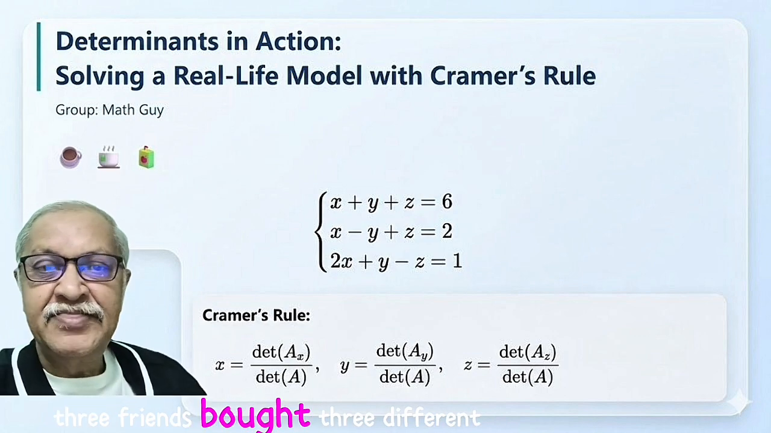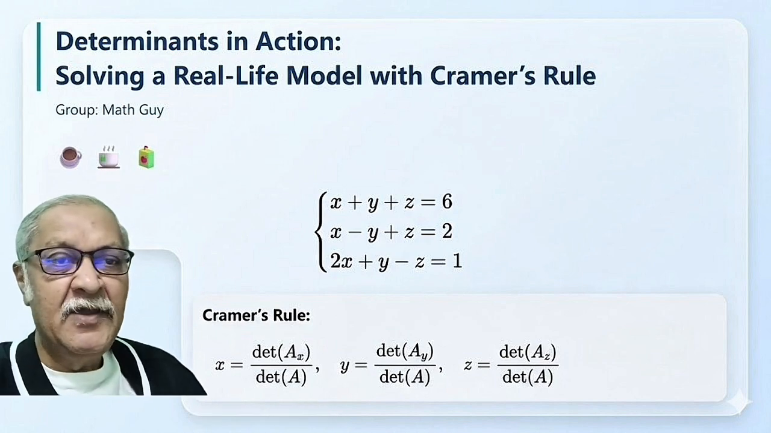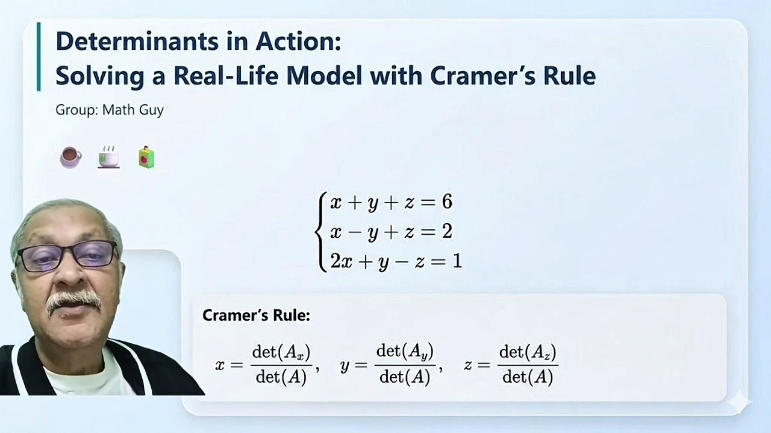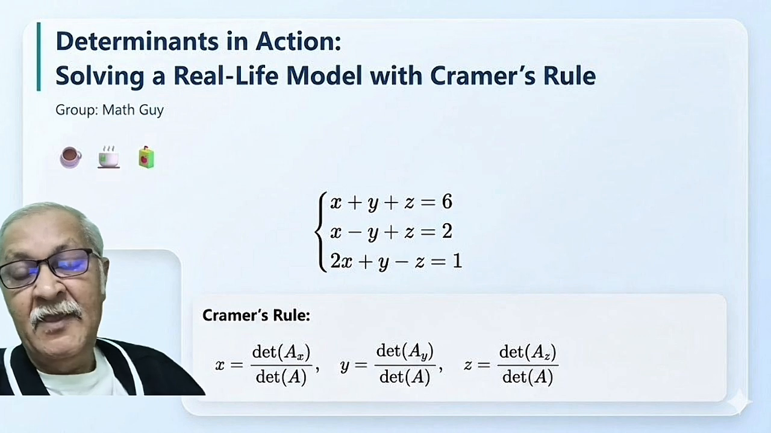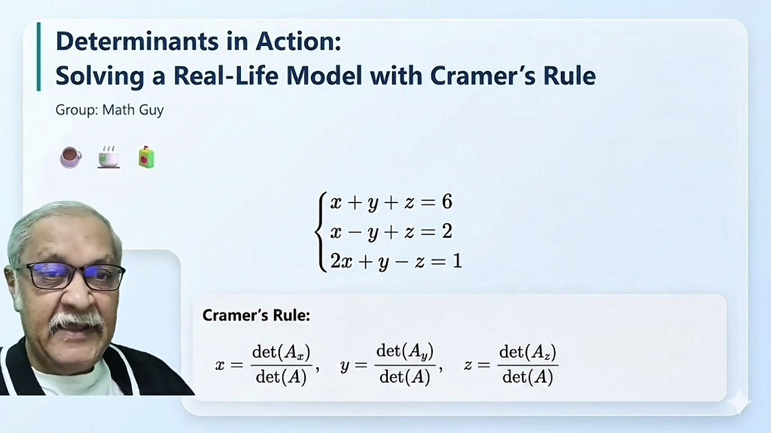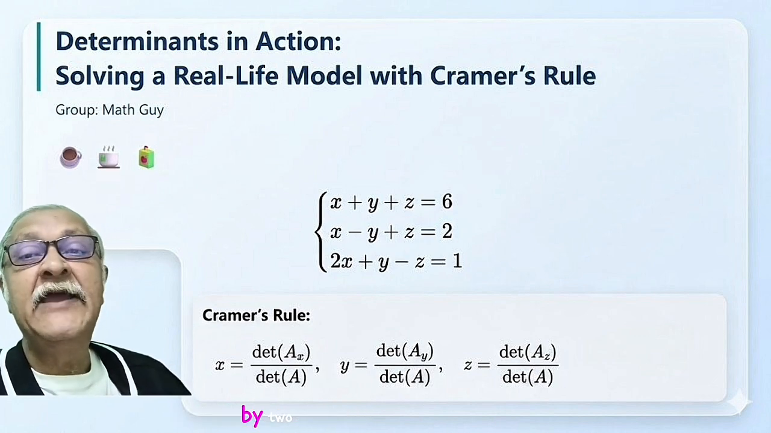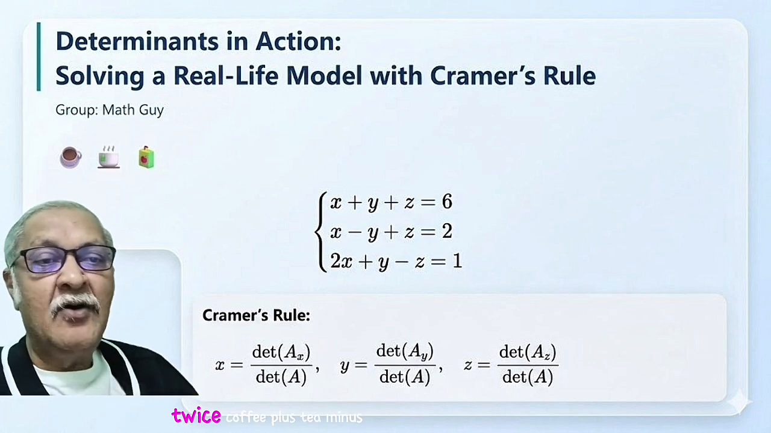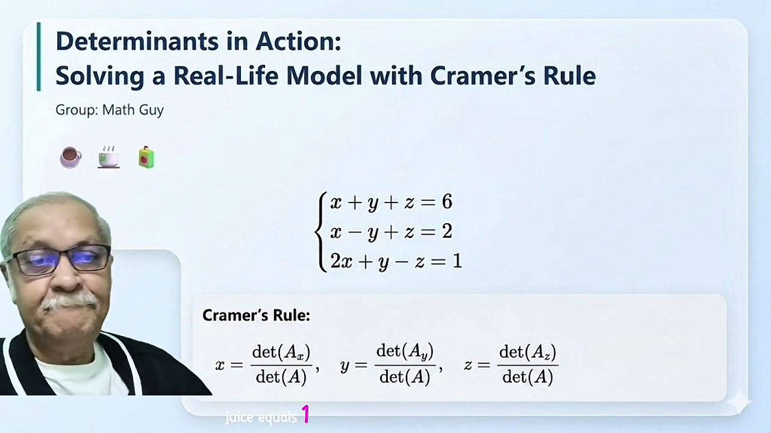Three friends bought three different drinks: coffee, tea, and juice. We don't know how many of such drinks they bought, but we know three facts from their order. First, total drinks are six. Second, coffee plus juice exceeds tea by two. Third, twice coffee plus tea minus juice equals 1.